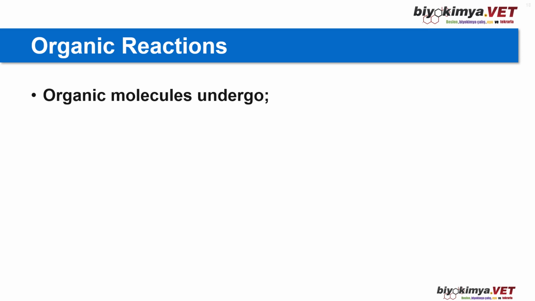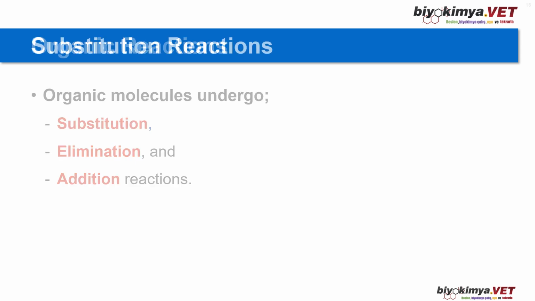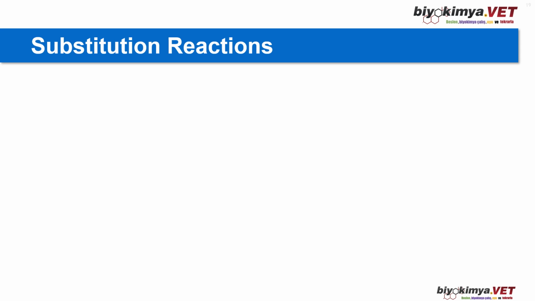Organic molecules undergo substitution, elimination, and addition reactions. And like other compounds, organic molecules also undergo acid-base reactions that we discussed in the previous topic, and oxidation-reduction reactions we discussed in the previous slides. And also there are other types: rearrangement, condensation, polymerization, pericyclic reactions, etc. But all are related to substitution, elimination, and addition type reactions. And the first one is the substitution reaction.